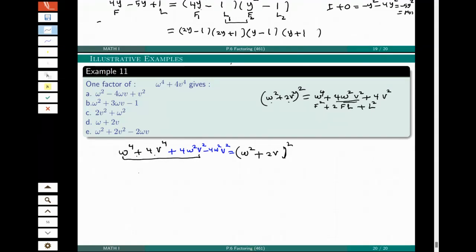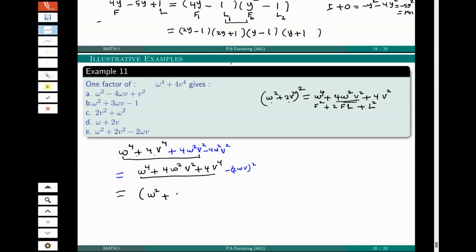الآن أنا عندي هذول راح أجمعهم مع بعض، أقول أوميجا تو ذا باور 4 بلس 4 أوميجا سكويرد في v سكويرد بلس 4v تو ذا باور 4. هذول كلهم مجموعة، والمجموعة الثانية راح تكون ماينس 2 أوميجا v الكل تربيع. أوكي تمام. So I will say now this is equal to، هنا قلنا مربع كامل اللي هو جذر الأول إشارة الوسط جذر الثاني الكل تربيع ناقص 2 أوميجا v all square.